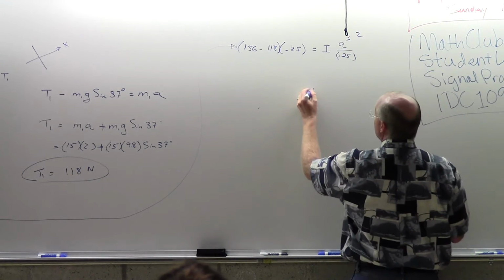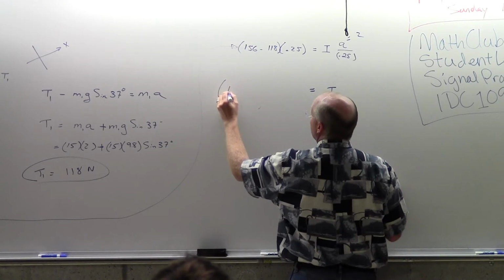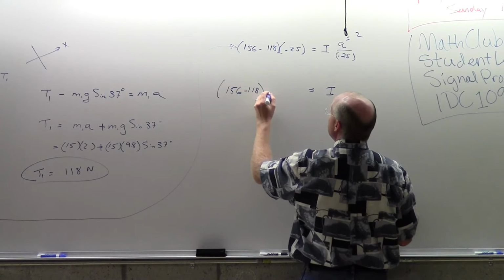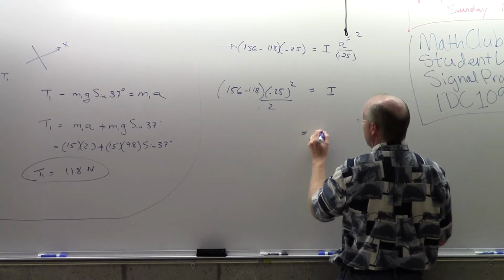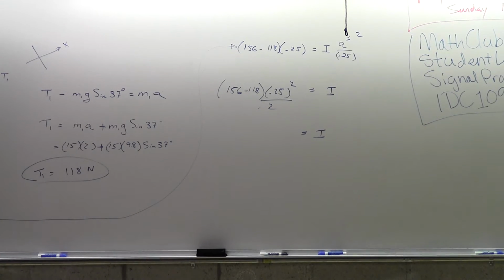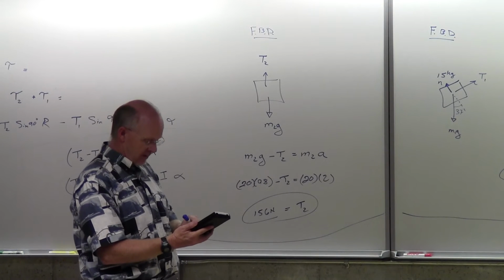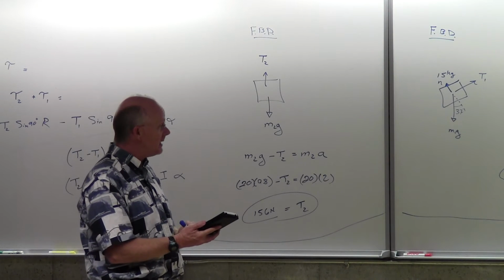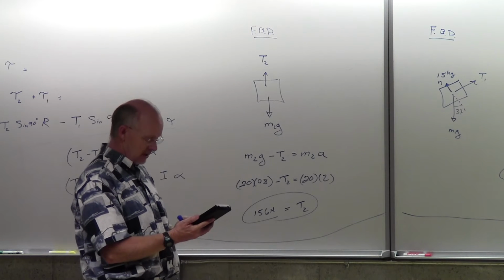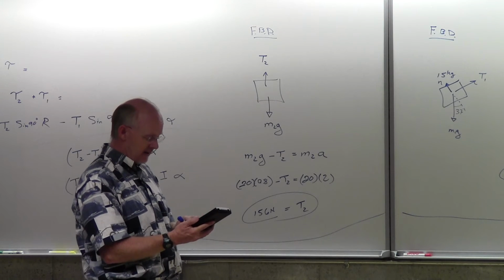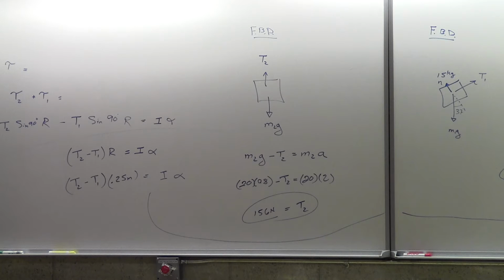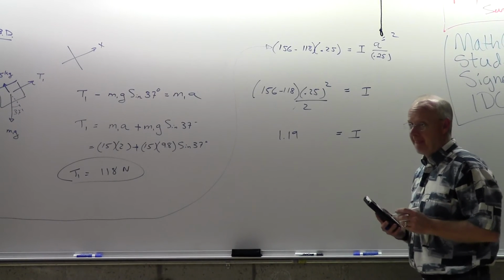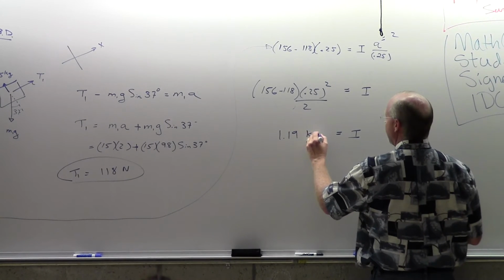So I becomes 156 minus 118 times 0.25, and I guess we'd square that when we bring it over and divide it by 2. And so after a little bit of calculator work, I get 156 minus 118 times 0.25 squared divided by 2. And I get a moment of inertia of about 1.19. And my units are kilogram meters squared.